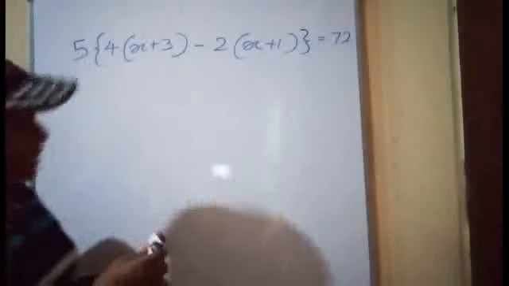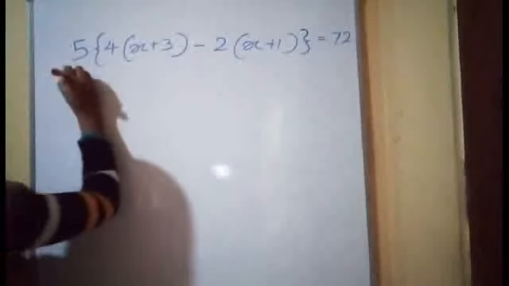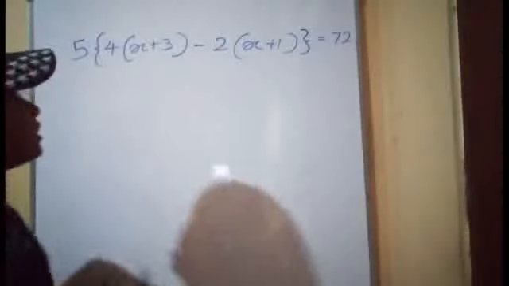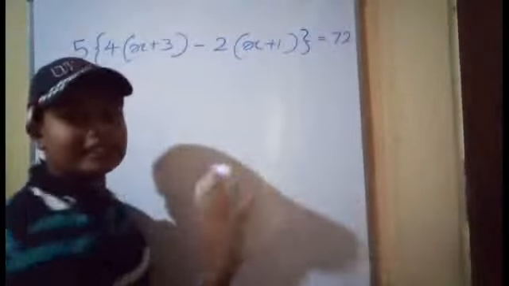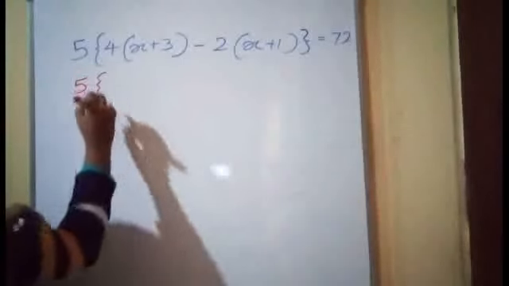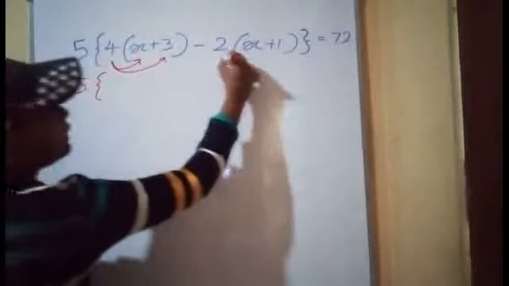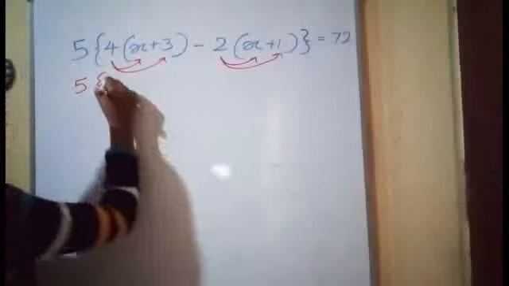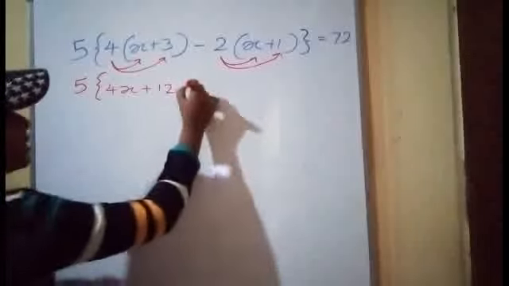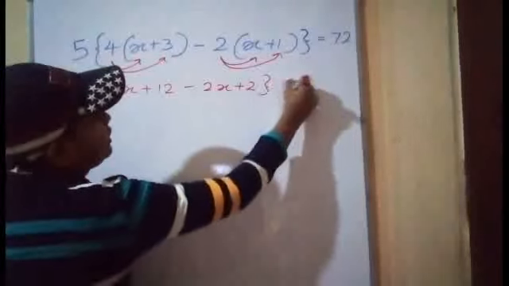Oh, very big, no? So very easily we can find. But now firstly, do you want to divide both sides or not? No, because 72 is not divided by 5. So we firstly do this one. The 4 multiply x. So 4x plus 12 subtract 2x plus 2 equal 72.